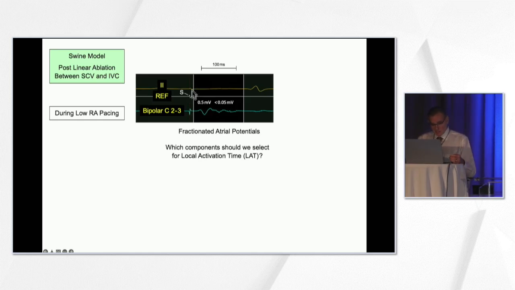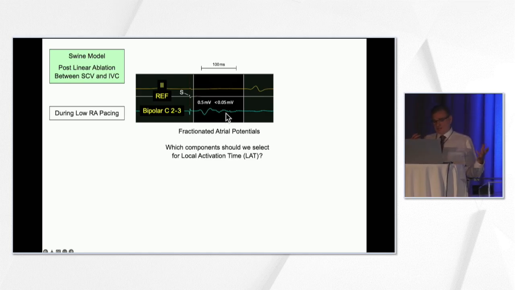You can't see the red line, which is the reference timing. Here's the window for the mapping system, and you can see a long fractionated electrogram, multiple components. The first component is a little bit larger at about 0.5 millivolt, but all the rest of these are all less than 0.05 millivolts peak to peak. So pretty small in our world.